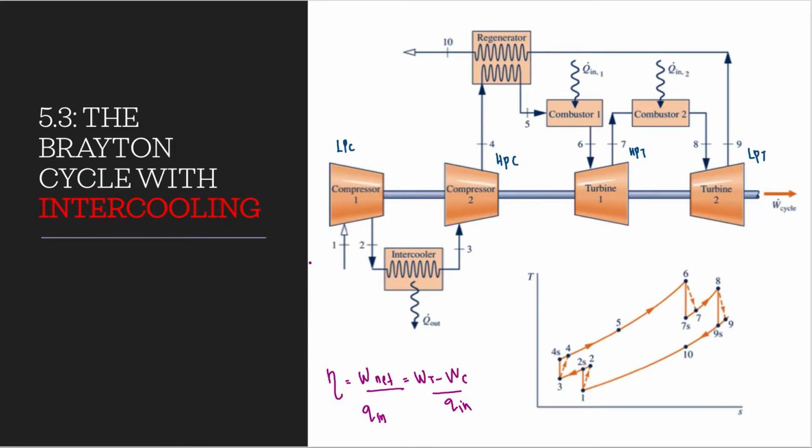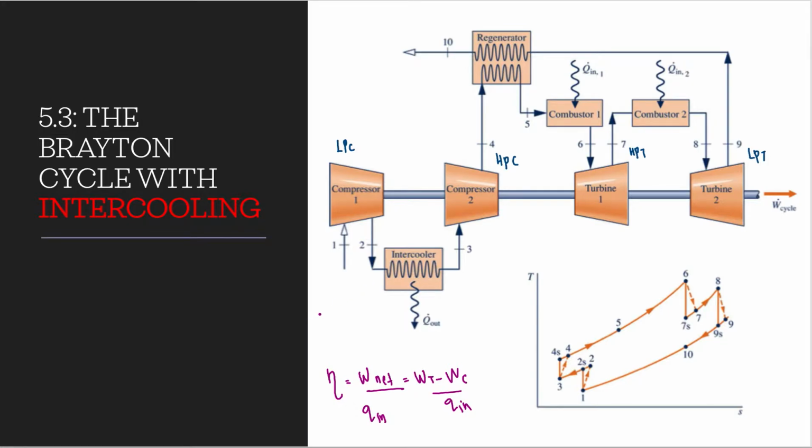Today we will continue our topics in how to improve the Brayton cycle. So if in the previous chapter we discussed the Brayton cycle with regeneration, now we continue with the Brayton cycle with intercooling. So this is the full schematic diagram of the Brayton cycle. We already discussed regeneration in this part. Now we go to the intercooling.